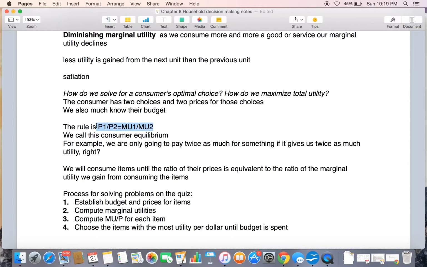And really what it's saying is, if you think about it, we're only going to pay, for example, twice as much for something if it gives us twice as much utility. We'd pay 3 times as much for something if it gave us 3 times as much satisfaction. So we'll consume items until the ratio of their prices is equivalent to the ratio of the marginal utility we gain from consuming the items.